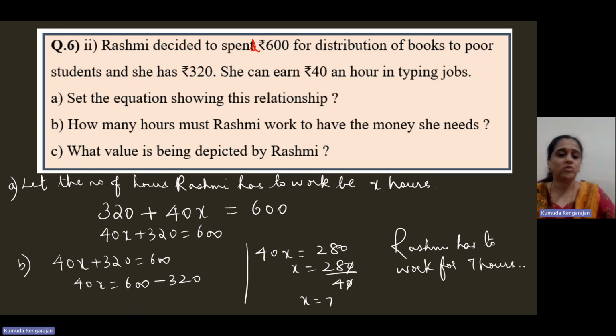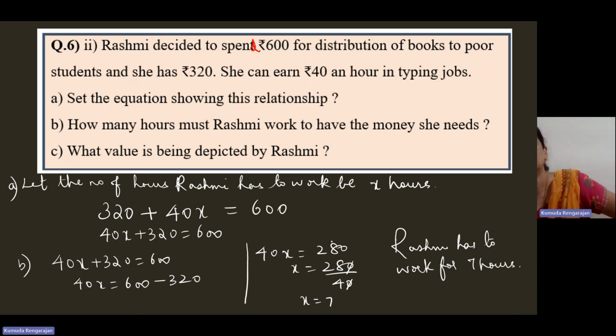Okay. Now what value is being depicted by Rashmi? So what do you understand about Rashmi through this information? She's very kind. She's hardworking. She's independent. She's empathetic. She has empathy for the poor and needy. So you can use these terms. You can just write the words also. You don't have to make a sentence. You can just write values depicted, put a colon and write empathy.